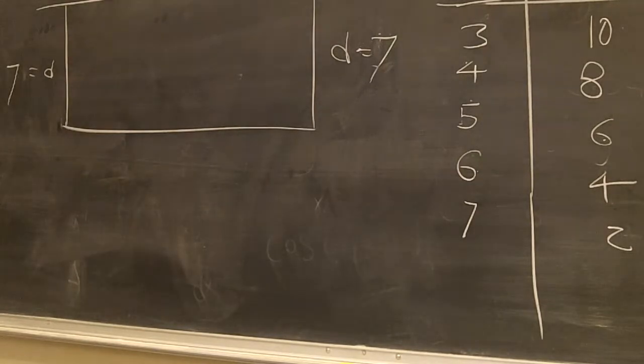Some students are not adding 14 here. Okay, so now we have the table. Write for part B, write an expression for the length of the opposite side.